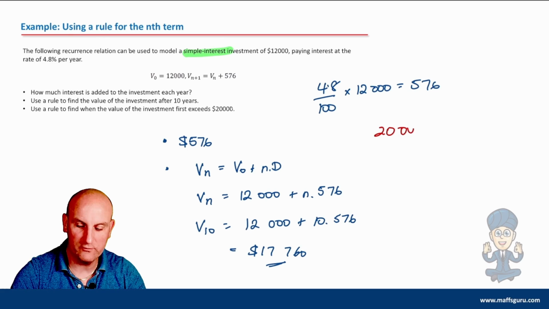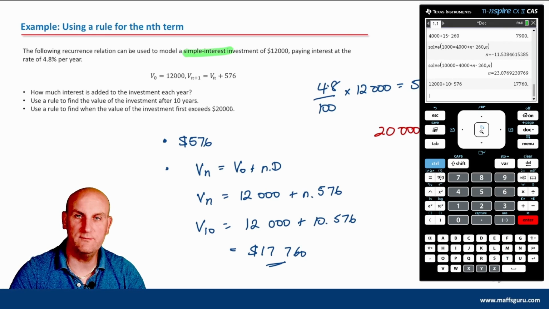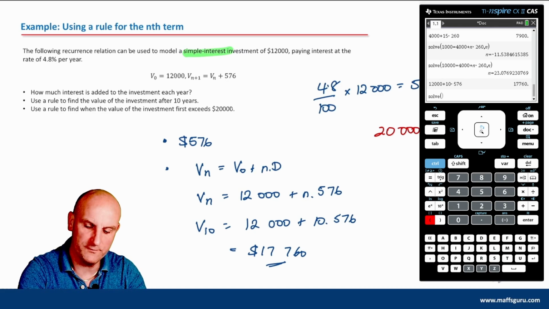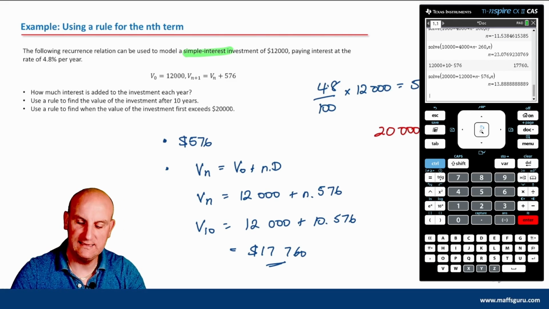So 20,000 is equal to, what do we have? 12,000 plus n times 576. Leaving that on there, I can't solve that in my head, so I'm going to fire up my calculator to see what I can do. So again, I'm going to do solve. 20,000 is equal to 12,000 plus n times 576, comma n, don't forget the comma n, and again, it's going to give me a decimal value of n, 13.888. And so it goes on.